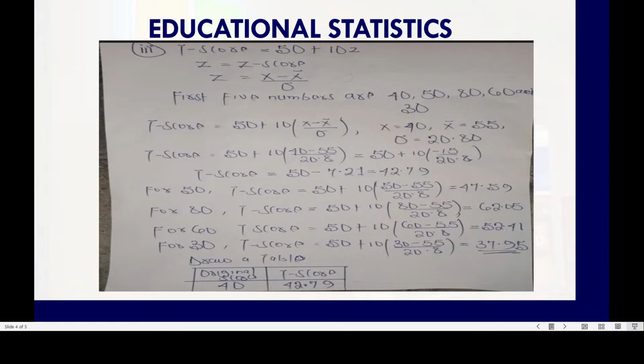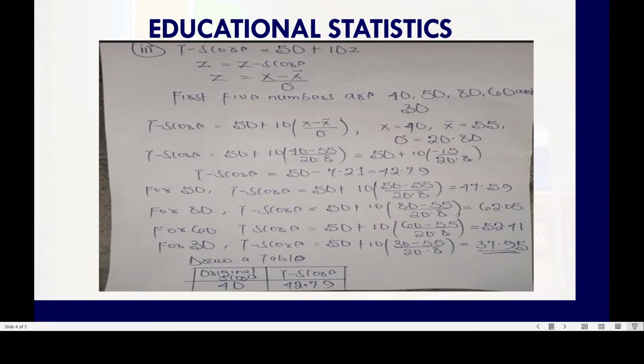So what are the first 5 scores given to us from the question? 40, 50, 80, 60, and 30. So I'm going to calculate the t-score or the z-score for each of the scores given to us, starting with 40. But I put the two formulas together, both the t-score and the z-score. Remember, the t-score says 50 plus 10z. And what's my z? x minus x bar over standard deviation. So if you substitute this z in place of z in the t-score, the t-score becomes 50 plus 10 into the z. What's the value of z now? x minus x bar divided by standard deviation.